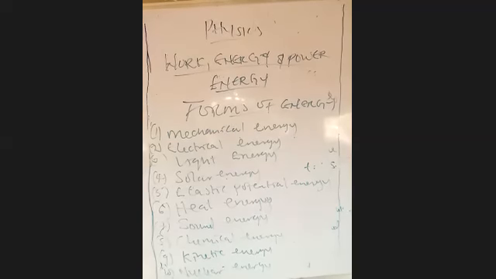Now, another one is sound energy. Sound energy is produced by vibrating objects. E.g., violins, guitars, pianos, drums, they are the ones that produce sound energy. What about chemical energy? Chemical energy is stored in food and other fuels.